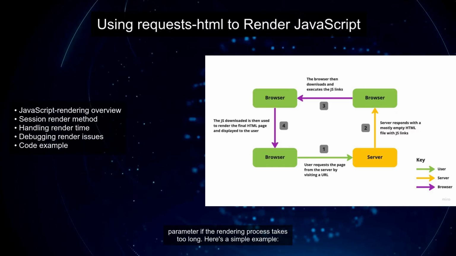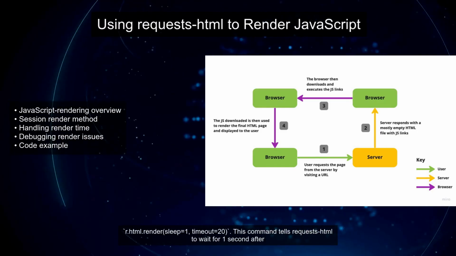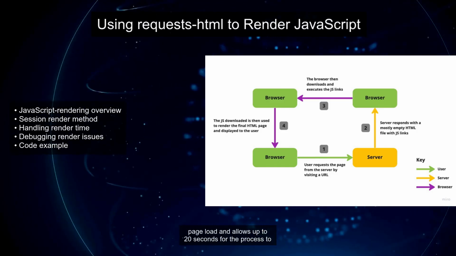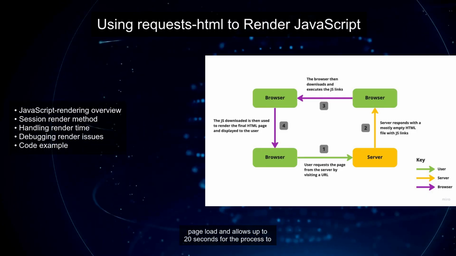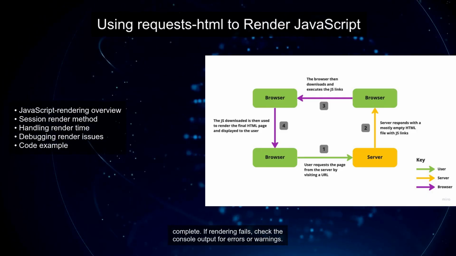Here's a simple example: r.html.render(sleep=1, timeout=20). This command tells requests HTML to wait for 1 second after page load and allows up to 20 seconds for the process to complete. If rendering fails, check the console output for errors or warnings.